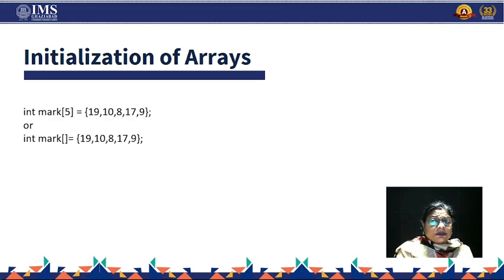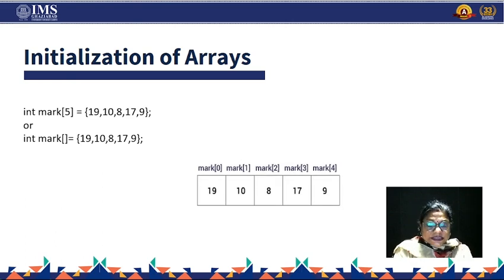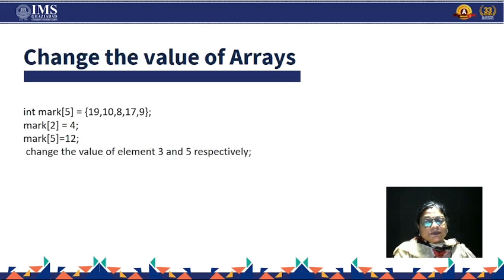Or we can alternatively initialize the array in this manner. If we leave the size empty, it is going to allocate the size by itself based on the initialized values. Likewise, mark[0] consists of 19, mark[1] consists of 10, mark[2] consists of 8, mark[3] consists of 17, and mark[4] consists of 9.